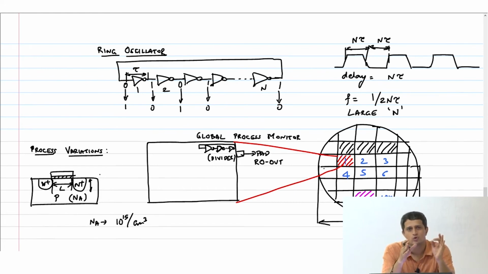10 power 15 looks very large, but that's across 1 centimeter cube. If I take 1 centimeter cube of volume, I have 10 power 15 dopant atoms. This is a very small fraction under the channel.